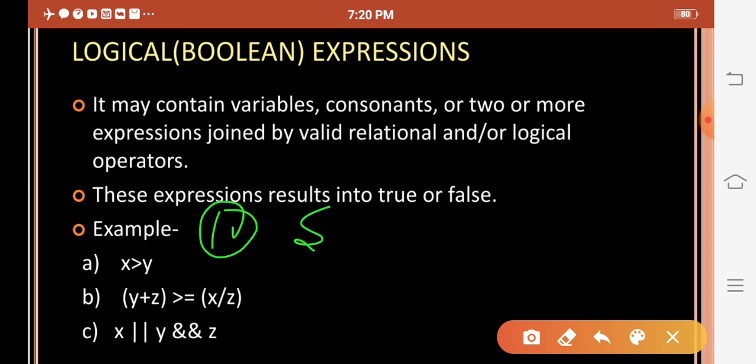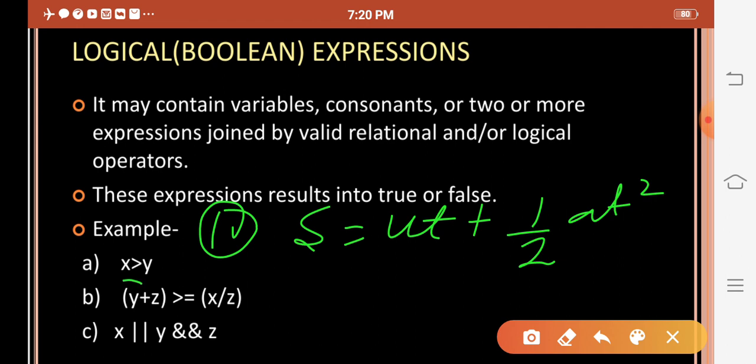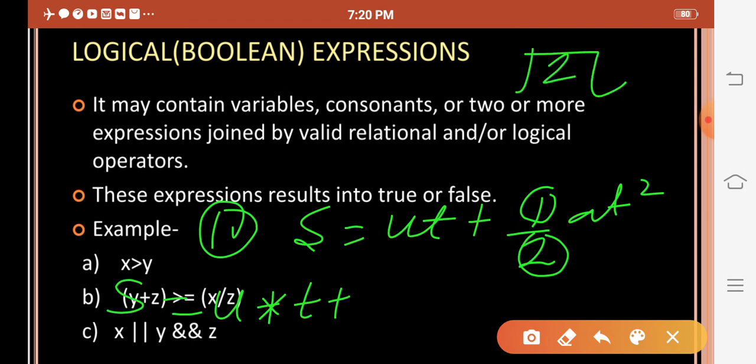Like if I write s is equal to ut plus half a t square. So how will you write the Java expression for it? You will write s is equal to u asterisk t plus. Now how will you write half? Because you know this part is actually what, integer type, and this is what, integer type, and integer divided by integer, answer will be an integer. So if I divide 1 by 2, it will go 0 times.